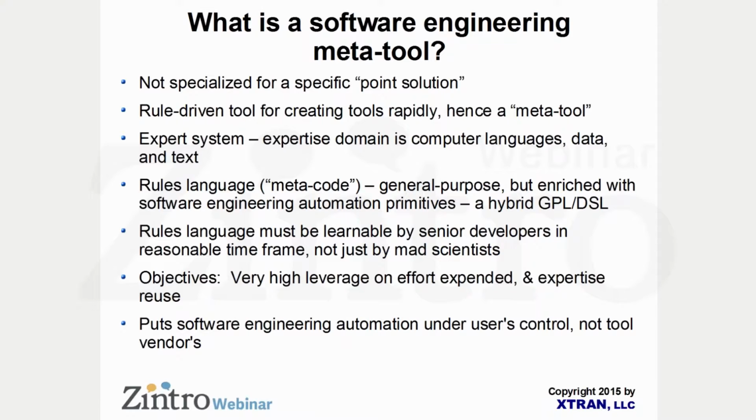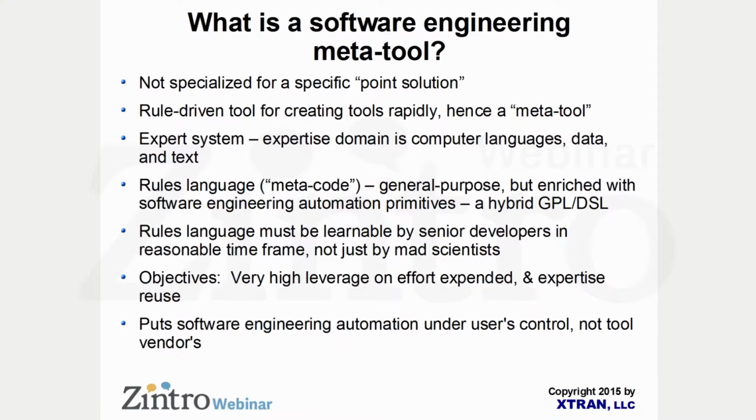We want our rules language to be accessible to senior developers. We're not going to ask normal developers to learn it because it's probably a little too heavy duty for them. But senior developers should be able to learn it in a reasonable amount of time, not just crazy people in the back room being fed raw meat. We want it to be real world, and we want to deploy it throughout our enterprise to get maximum benefit from it. So what are we looking for? We're looking for a lot of leverage on the effort that we invest. And we're also looking for the ability to reuse expertise, even when the expert's not available, and on a scale that the expert can't do as an individual.